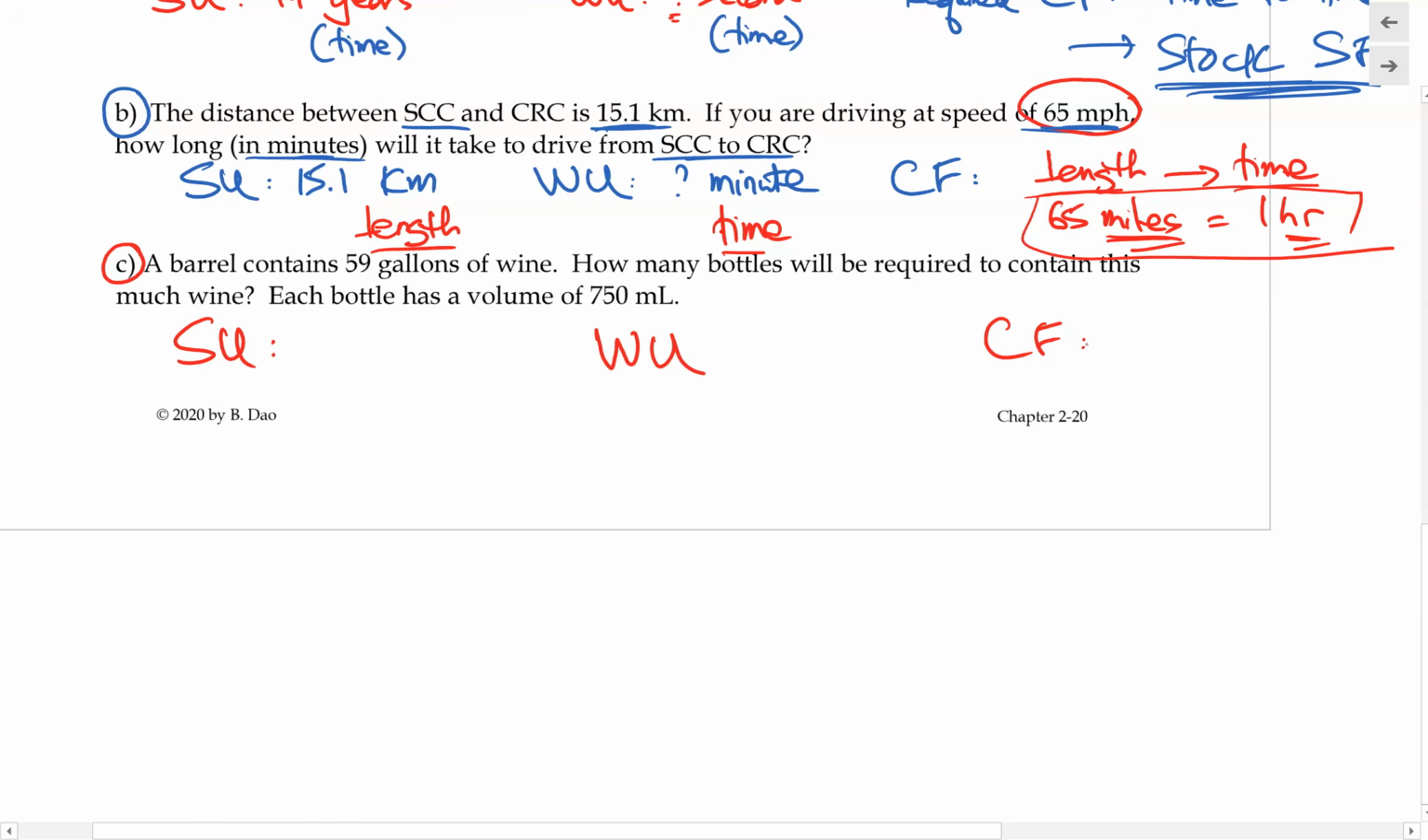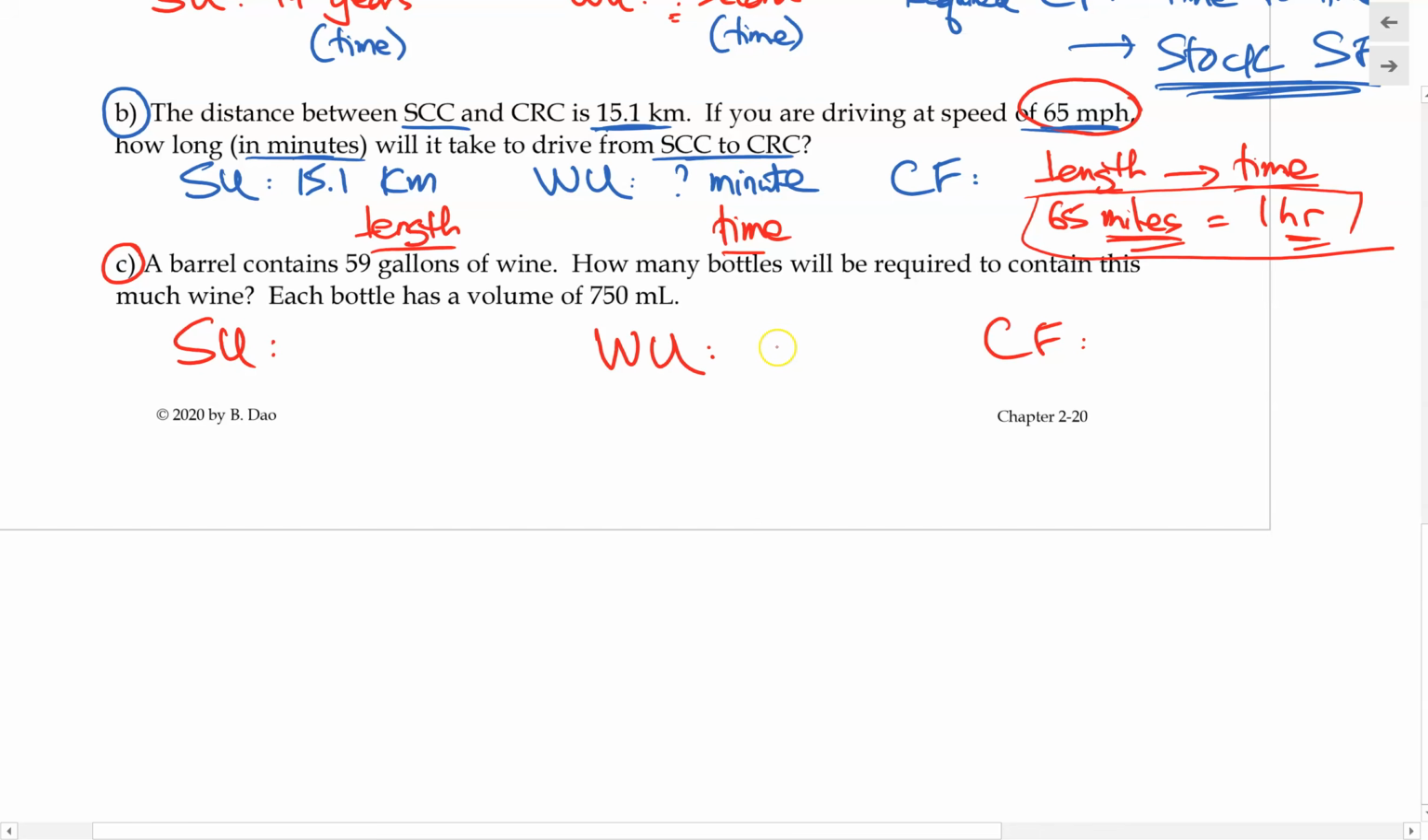So in this case right here, let's read through this problem. It says a barrel contains 59 gallons of wine. How many bottles would be required to contain this much wine? Each bottle has a volume of 750 milliliter. So you have a barrel of wine with a volume of 59 gallons. And now we need to figure out how many 750 milliliter bottles we need in order to bottle this one barrel of wine. So that's essentially what this question is asking.